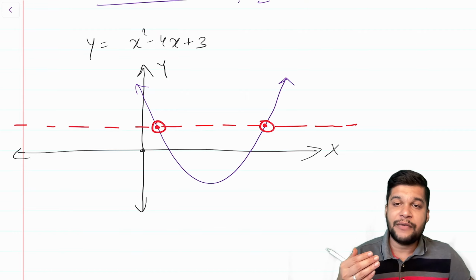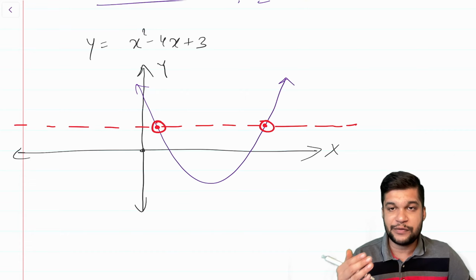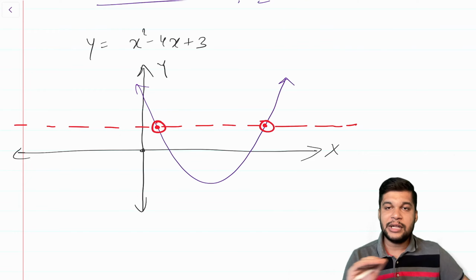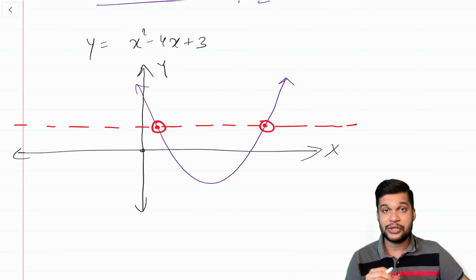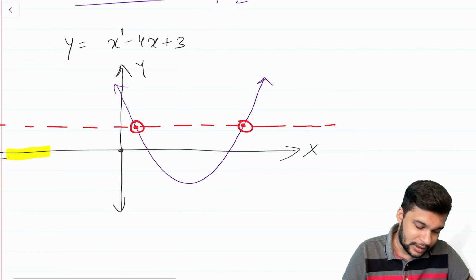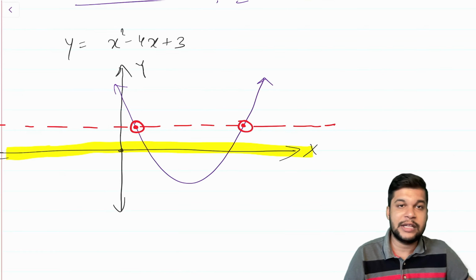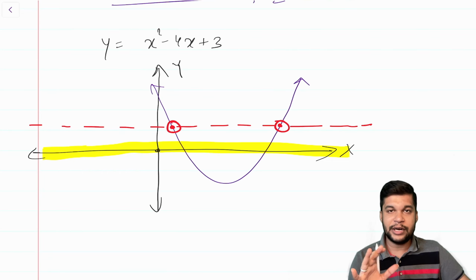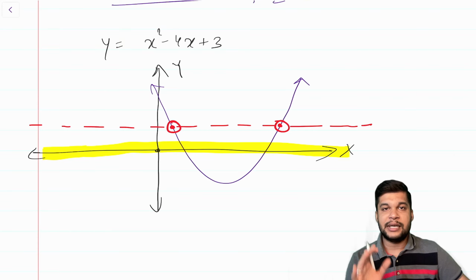The way we have the vertical line test for checking if it's a function or not, we have the horizontal line test to know if the inverse exists or not. So if the domain is all real, then for all values of x, the inverse doesn't exist.